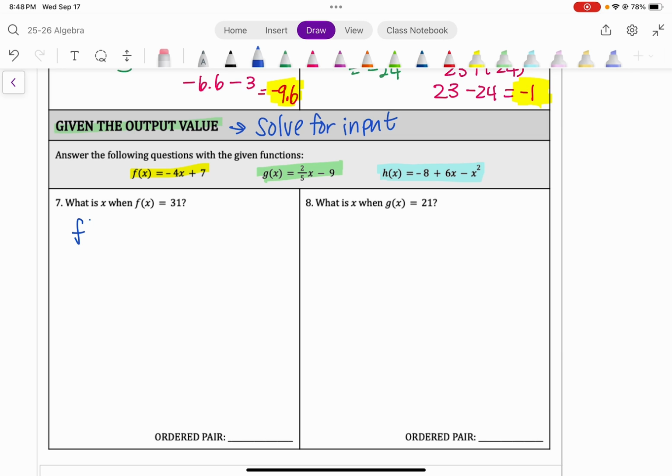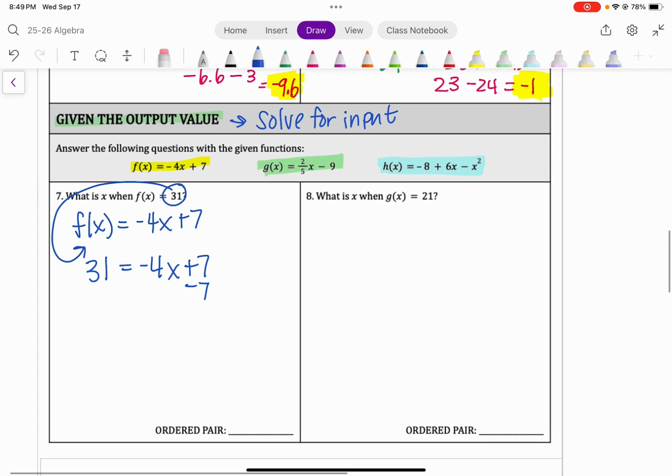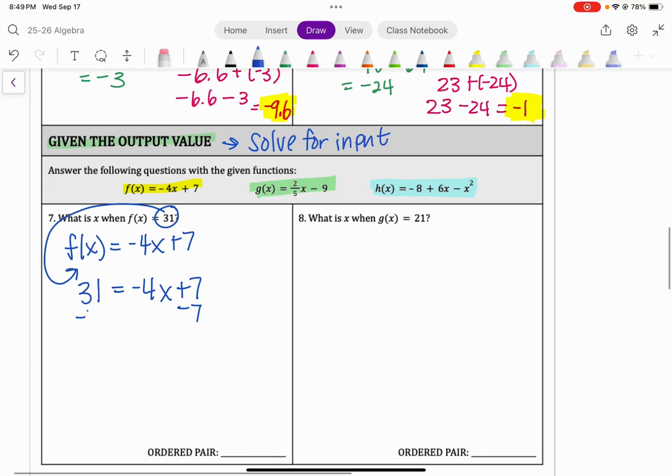So f of x equals negative 4x plus 7. And we want f of x to equal 31. So 31 equals negative 4x plus 7. So we don't know x. We're going to find out what it is. We're going to subtract the 7 first on each side.